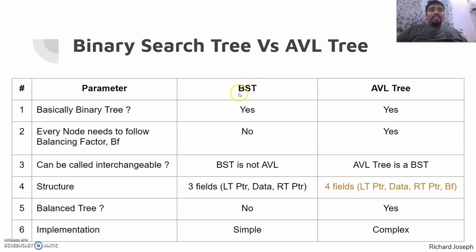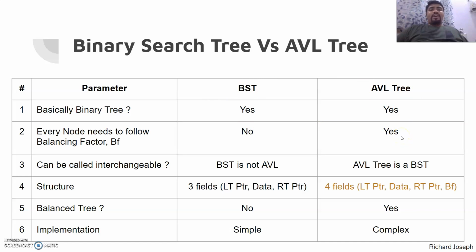So does binary search tree follow the rules of binary tree? Yes, it does. Does AVL tree follow the rule of binary tree? Yes, it does. It has the left node which has a lesser value than the parent and the right node having a value greater than that of the parent. Now, is there any concept of balancing factor in binary search tree? No, there is not. Is there in AVL tree? Yes, there is. It is a strictly balanced binary tree.